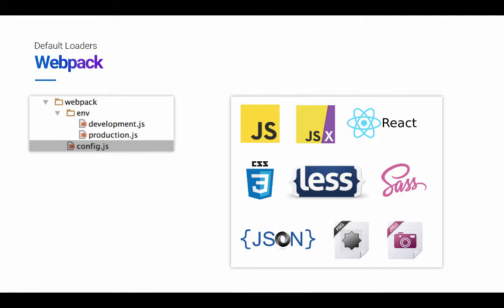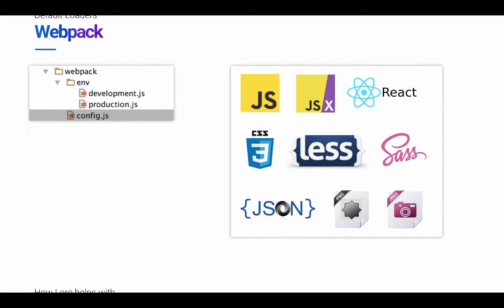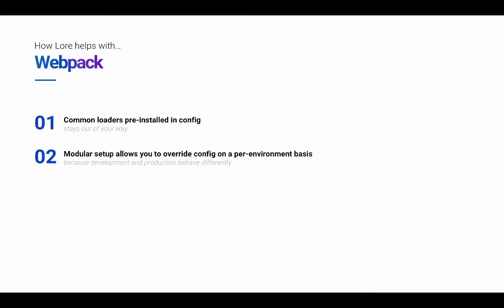The common Webpack config also comes with common loaders pre-installed to make it easier to drop files into your project and immediately use them. As you become more comfortable with Webpack, you can tailor this file to reflect only the specific needs of your project. So let's review how Lore helps with Webpack. First, the common loaders come pre-installed, which means Webpack stays out of your way. The modular configuration setup allows you to override settings on a per-environment basis, which is important because development and production often behave differently.